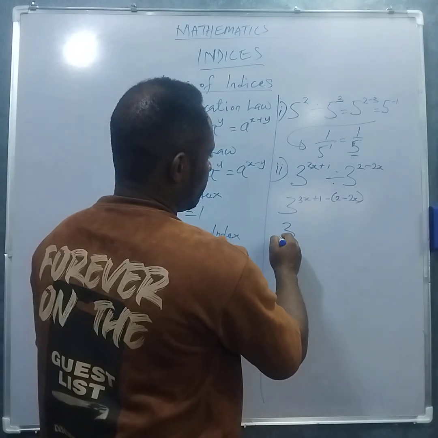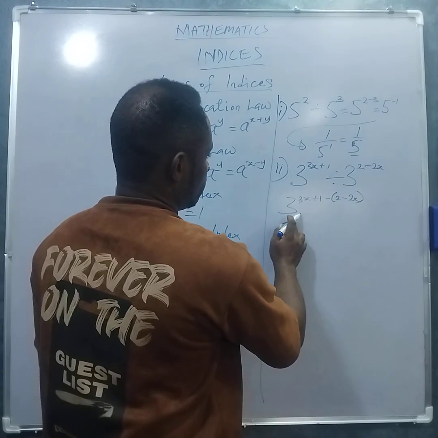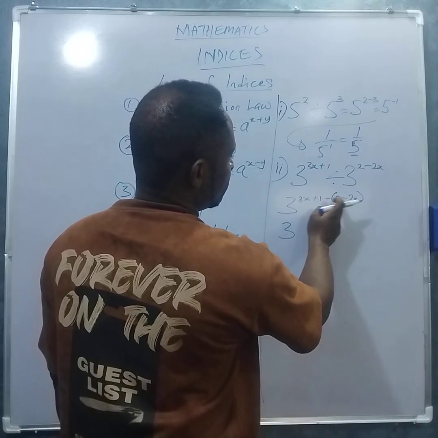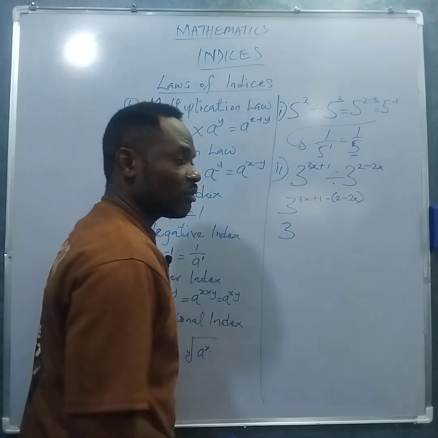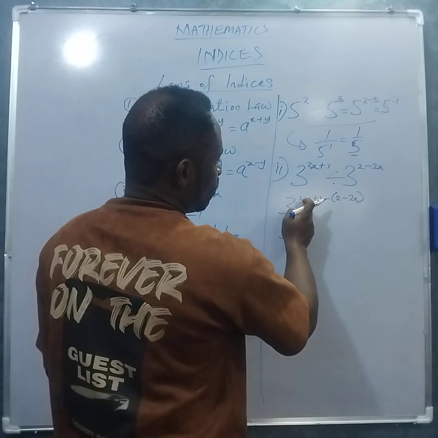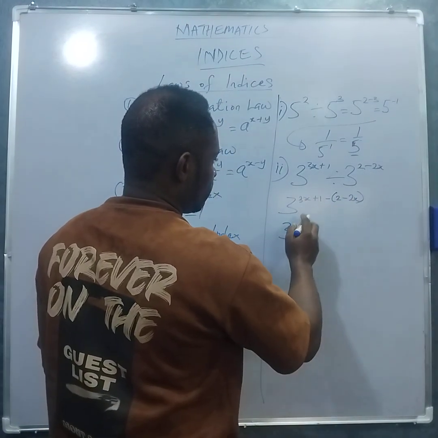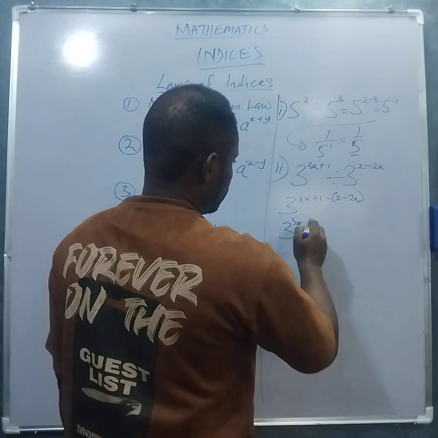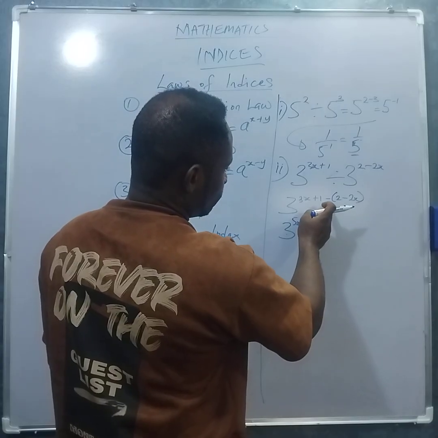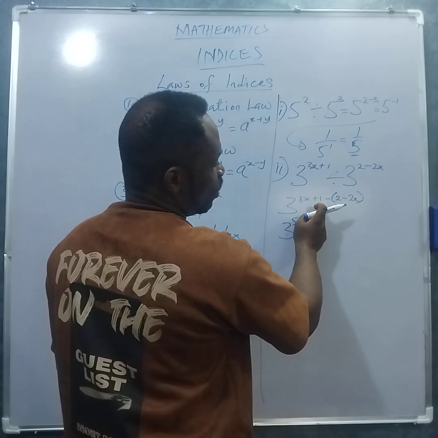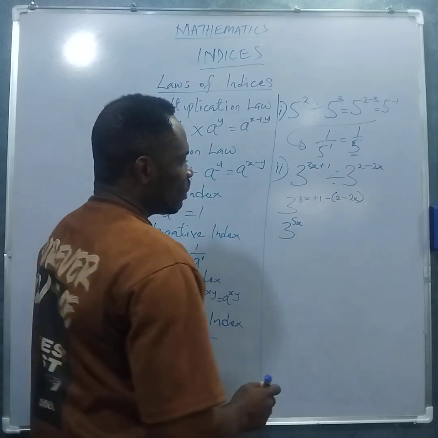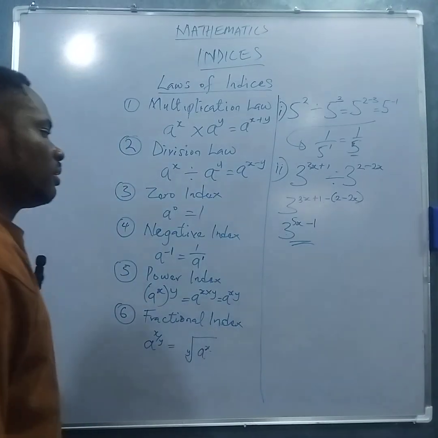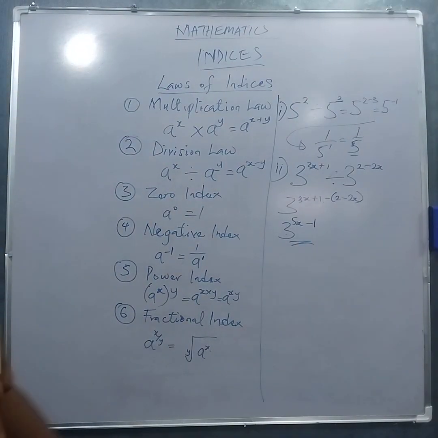So this will give us 3 raised to power, and minus times minus will give us plus. This will now be 3x plus 2x, which is 5x. So we have 5x plus 1 minus 2 will give us minus 1. So 5x minus 1 is the answer. I hope it's understood.